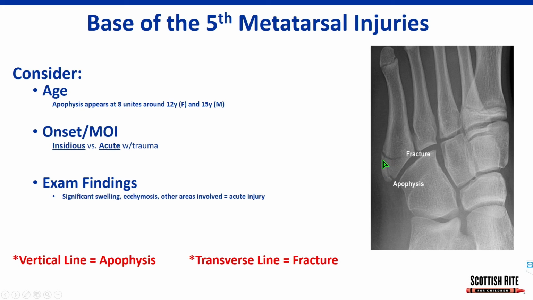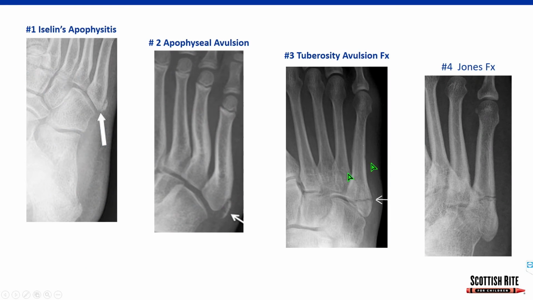The easiest way for me to think of it, or what I would really suggest everybody thinks of these, is that a transverse line going across that metatarsal base or tubercle is a fracture, whereas a vertical line usually is going to just represent your apophysis. So transverse is bad, vertical is usually an anatomic variant or a developmental variant. We're going to look at some examples of this.